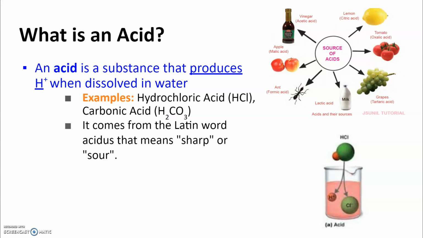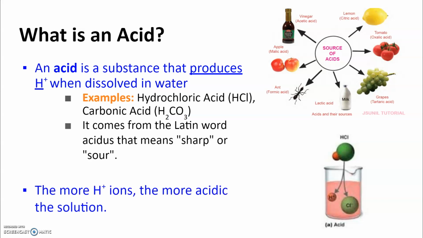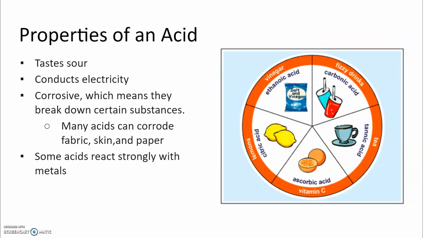Other types of food have other types of acids, but there's more sugar to balance them out, and so we don't notice the acids as much. So the more H pluses, the more acidic. Since an H plus is what makes something acidic, if you have more of them, it's more acidic. Here are some things that an acid does. It tastes sour, it conducts electricity, it's corrosive, which means it breaks stuff down. So acids can corrode and break down fabric or skin or paper, sometimes even metals. There are acids that react really strongly with some metals.